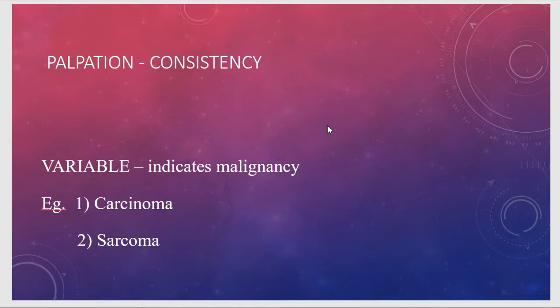Variable consistency indicates malignancy, for example, the malignancy of epithelial origin or mesenchymal origin. The epithelial origin is carcinoma. The mesenchymal origin is the sarcoma, the mesenchymal tumor, right? Variable consistency.